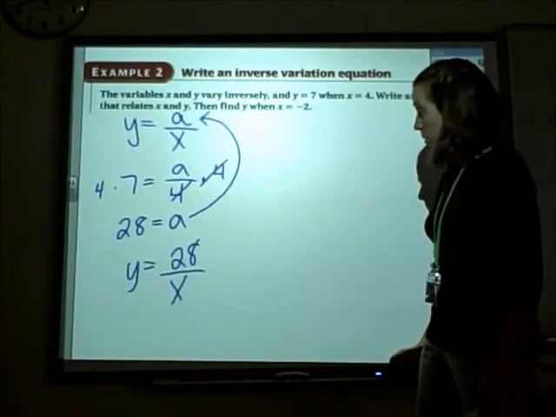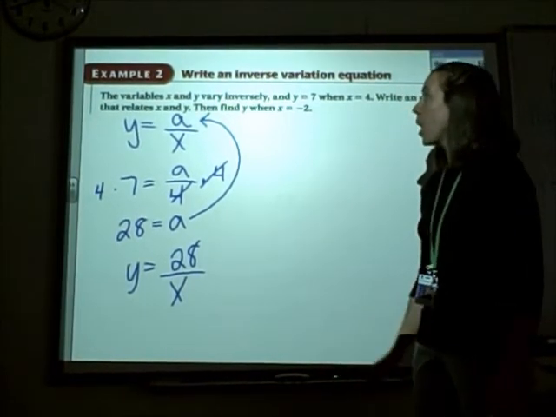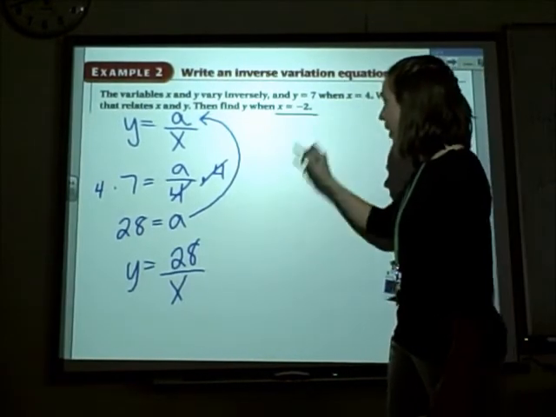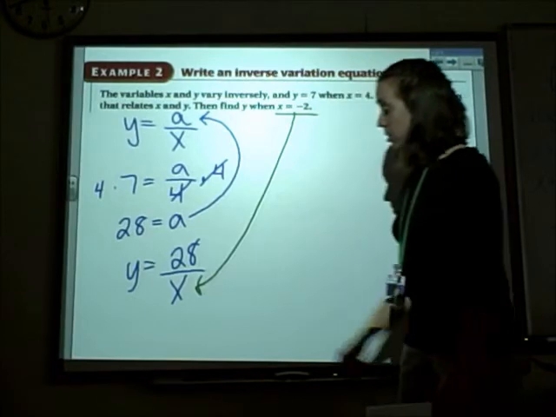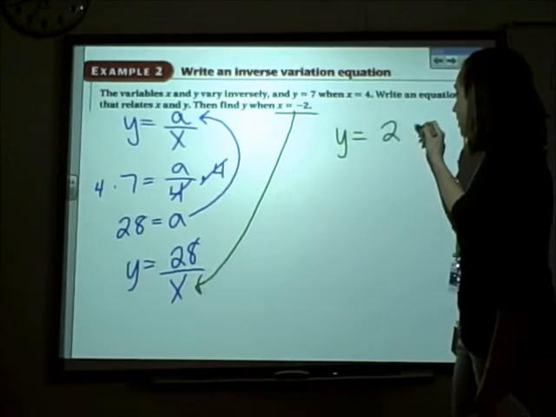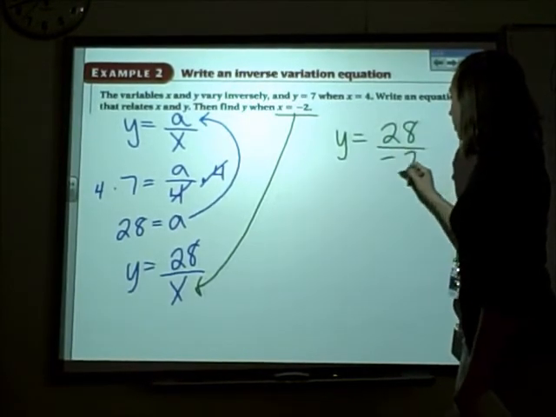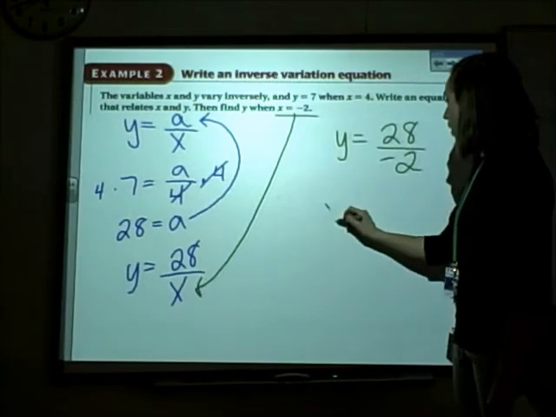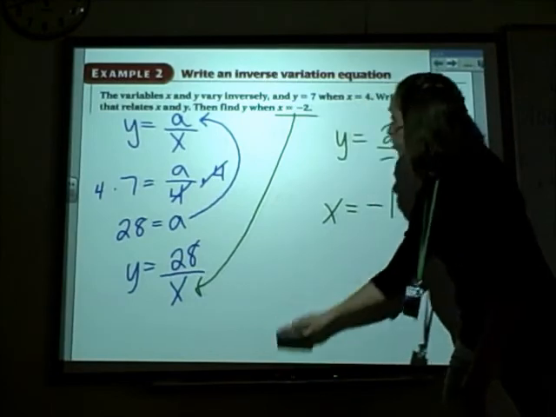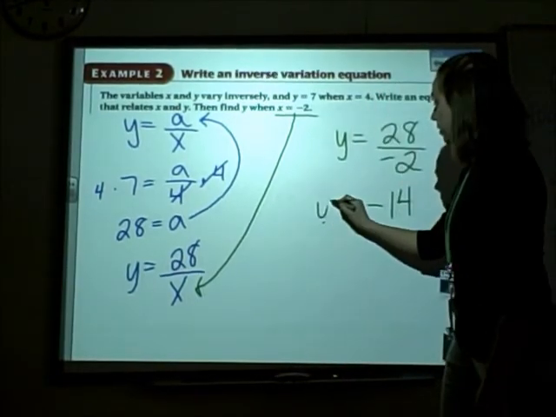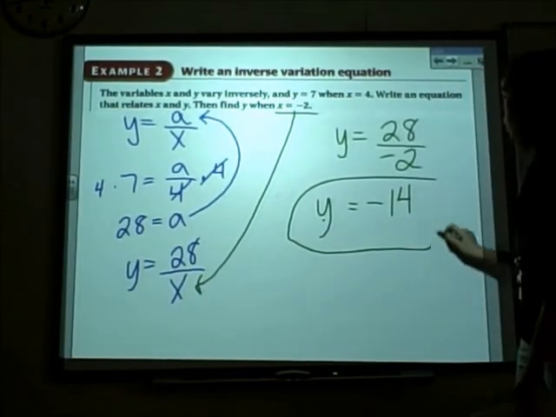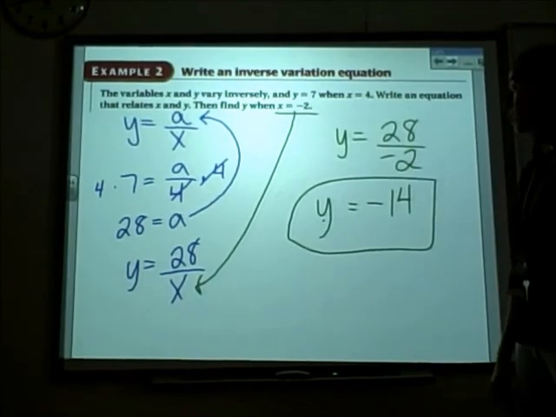Now I'm ready for step 2. Step 2 says they want me to find y when x is negative 2. I think you guys probably know what we want to do here. We're going to take this x, plug it into that equation, and figure out y. So we're going to go y equals 28 divided by negative 2. So y is going to be negative 14, and it's not x, of course. It's obviously y. You can see I just wrote the wrong variable there. So we divide, we get our final answer for part 2, y equals negative 14.